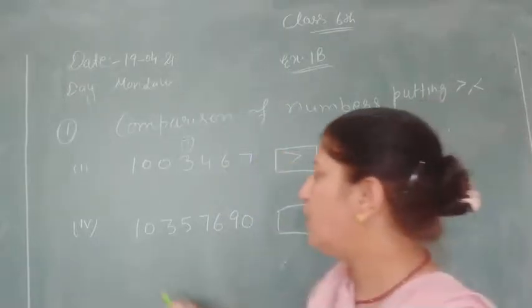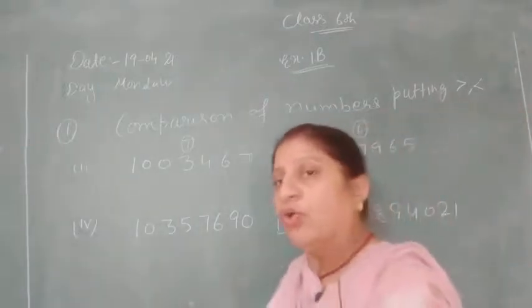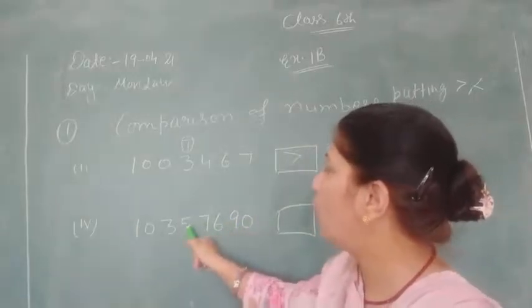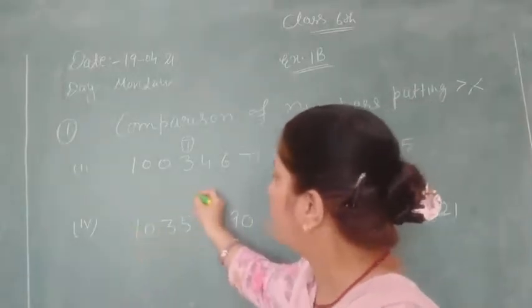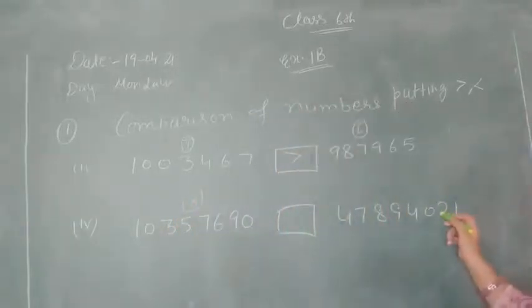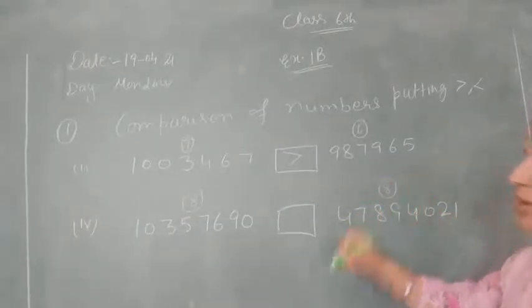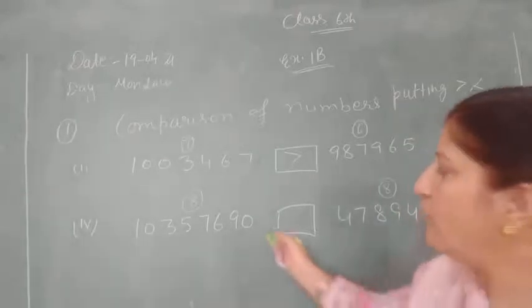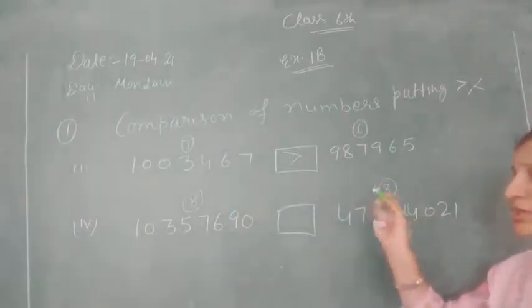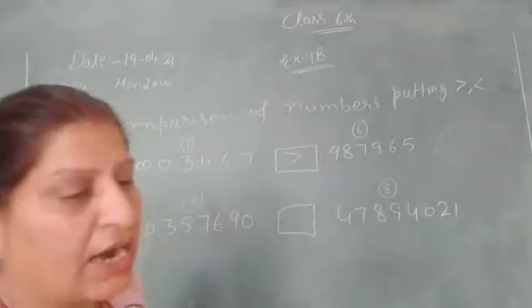Now in the second part you are given this number and in these numbers you count the digits and the digits are 1, 2, 3, 4, 5, 6, 7 and 8. This number is having 8 digits. Now we check the other number, 1, 2, 3, 4, 5, 6, 7, 8. This number is also having 8 digits. Now both the numbers are having the same number of digits. So we start from the starting.